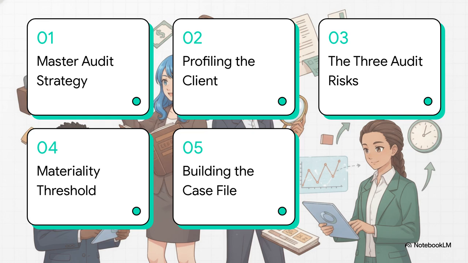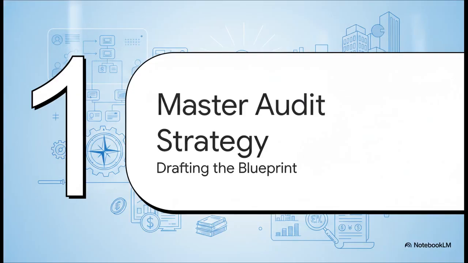Here's our investigative roadmap for this explainer. We'll trace the whole process from preliminary planning down to the final documentation, covering the master audit strategy, profiling the client's business, the 3 audit risks, the materiality threshold, and finally, building the case file. Let's get started. Starting right off with Part 1, the master audit strategy, or drafting the blueprint.